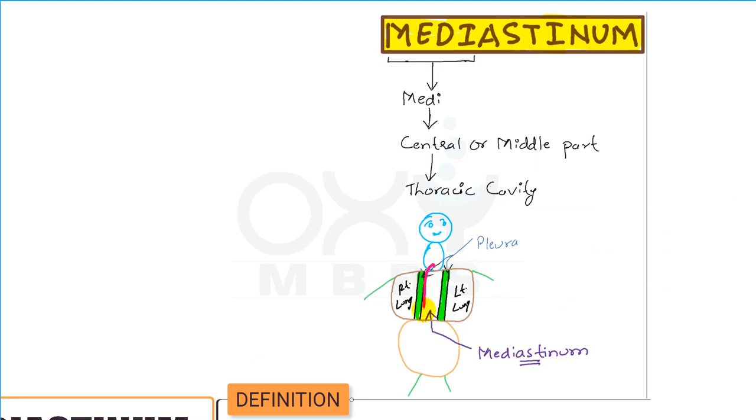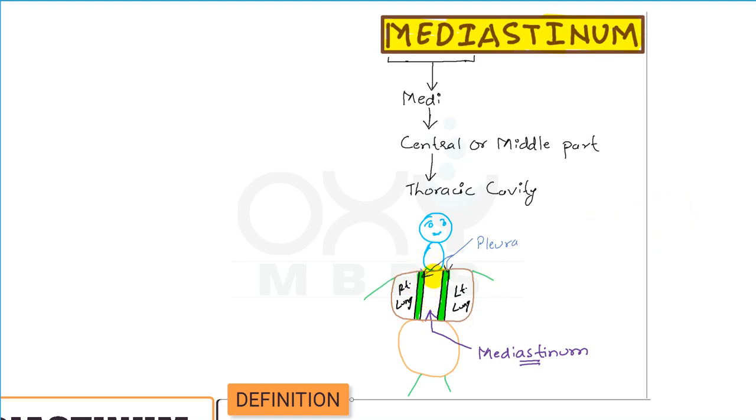And this is the middle or central area that is present in the thoracic cavity, that is surrounded from the sides by the pleura of the lungs. So these green lines are the pleura of the lungs. One is of left side and one is of right side, and this is the middle space, middle area, and it is called mediastinum. And the area of the neck which is continuing as a thoracic cavity is called as thoracic inlet.